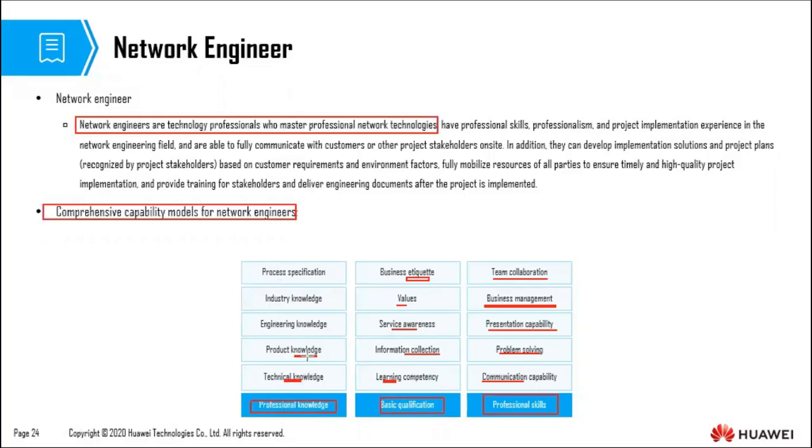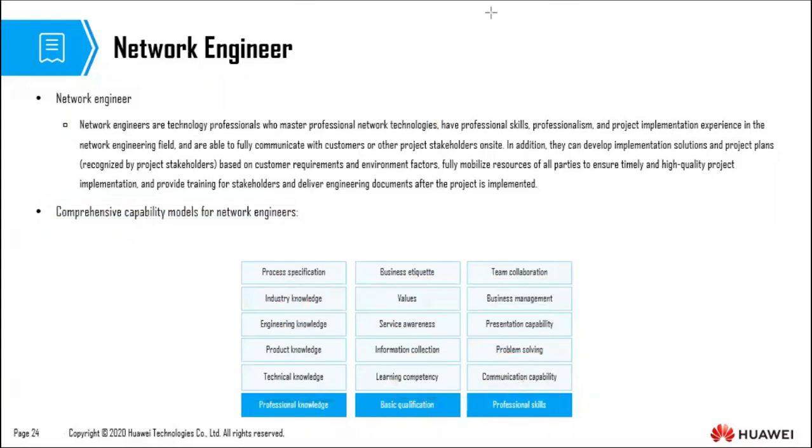Professional knowledge, technical knowledge. That's why you do this kind of training. Knowledge about the products and the options you have. Engineering knowledge, that is planning, designing, implementing, commissioning, and so on, engineering. Industry knowledge, the trends of the industry and where it's going to, and also process specification. So those are some of the things that you need to consider as a network engineer.